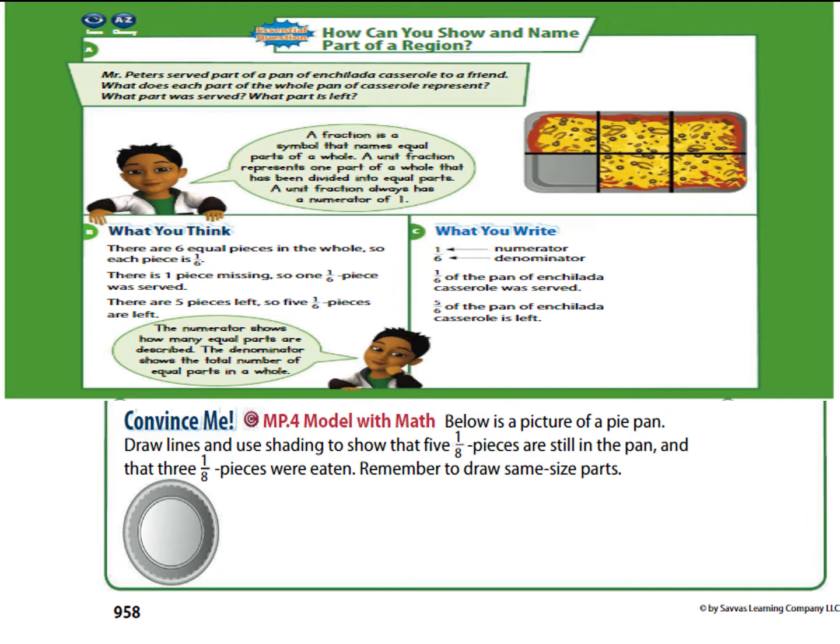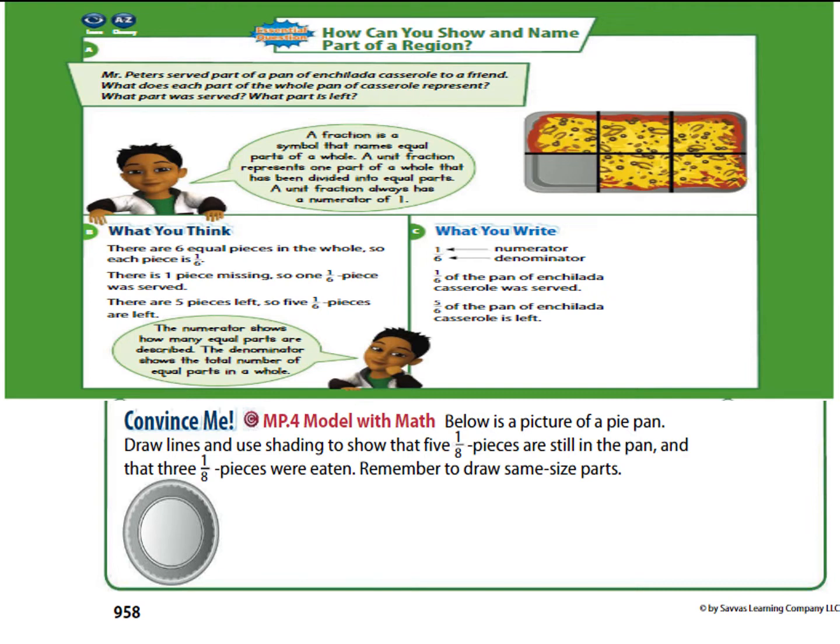and there are 5 pieces left. So, 5 pieces of 1 over 6 are left. Remember that 1 is the numerator and 6 is the denominator. 1 over 6 of the pan was served and 5 over 6 of the pan is still left.